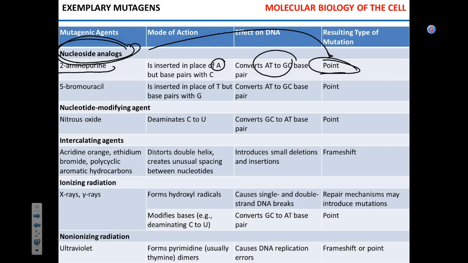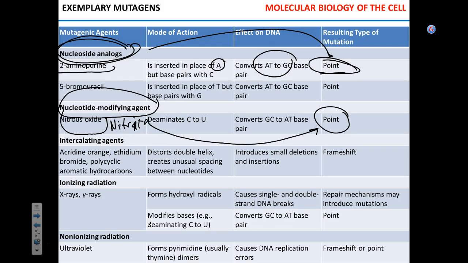Number 2, nucleotide modifying agent. Nitrous oxide or nitrate. You don't need to know the nitrite actually. You don't need to know the example, but nucleotide modifying agent can cause point mutations. That makes sense. Like if I ask you, what kind of mutations can nucleotide modifying agent cause? Point. Clear?